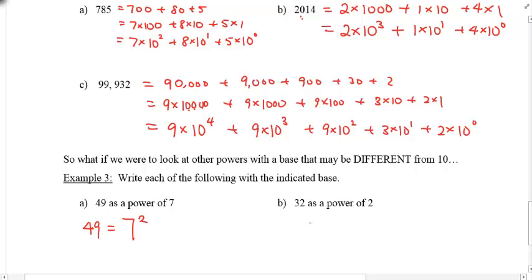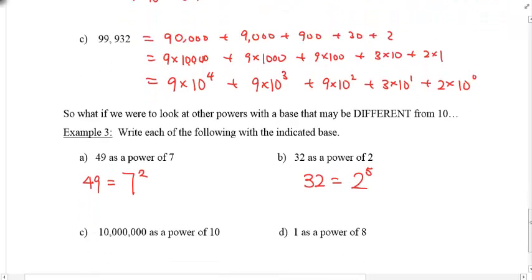How about 32 is a power of 2? Could you do that? So 2 times what? 2 times 2 times 2 times 2. How many 2's to give you 32? 2 times 2 is 4. 4 times 2 is 8. 8 times 2 is 16. That's 4 of them. One more. 16 times 2 is 32, so that's to the power 5.